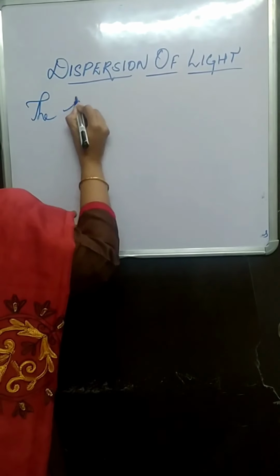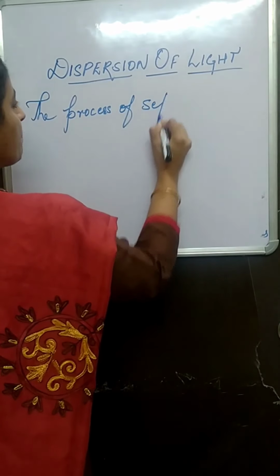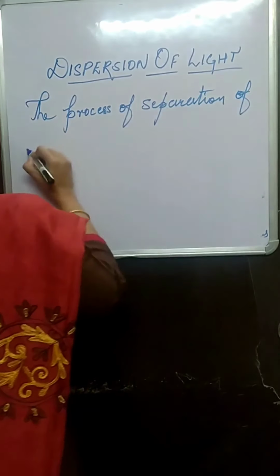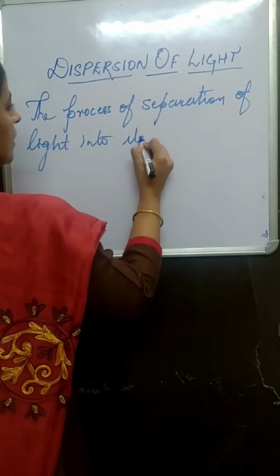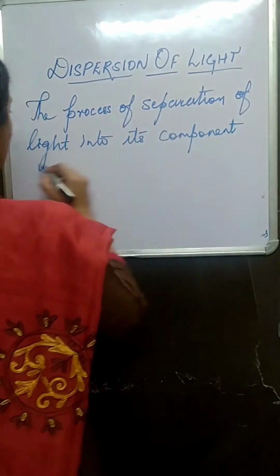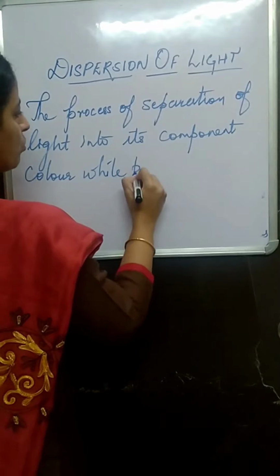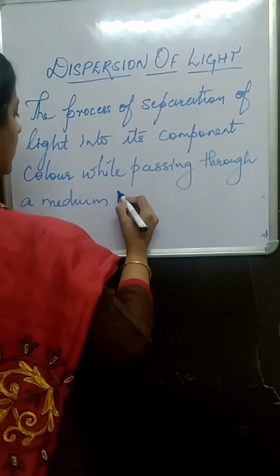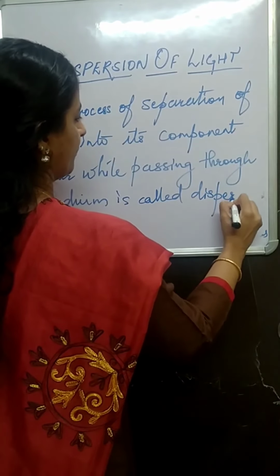The process, you have to remember the word process, of separation of light into its component colors, while passing through a medium is called dispersion of light.